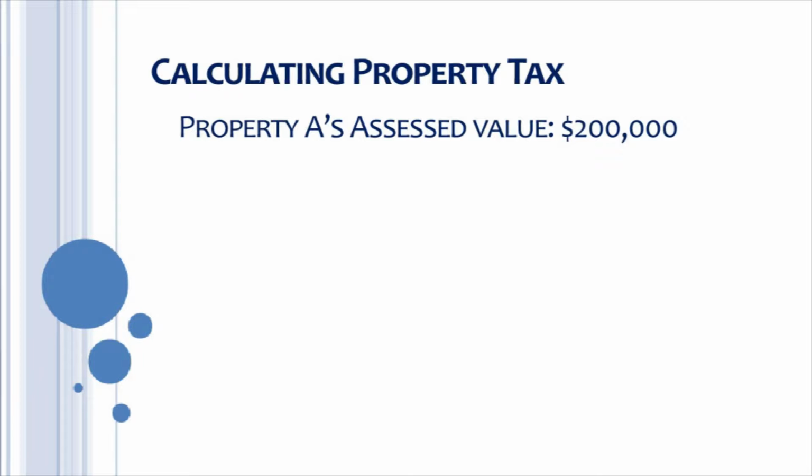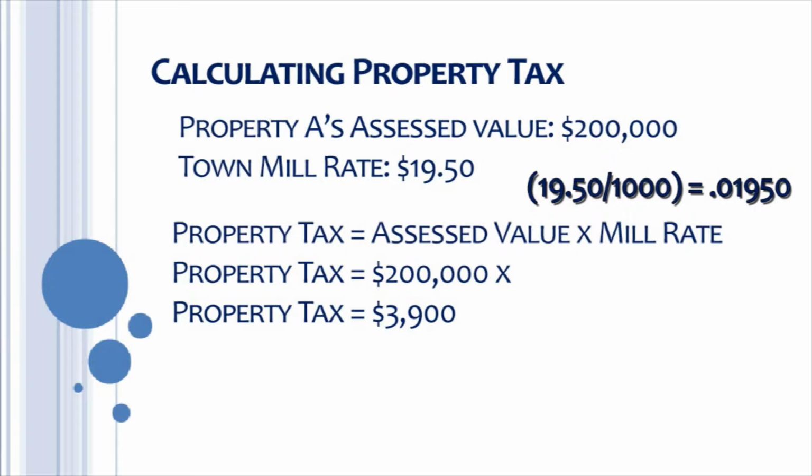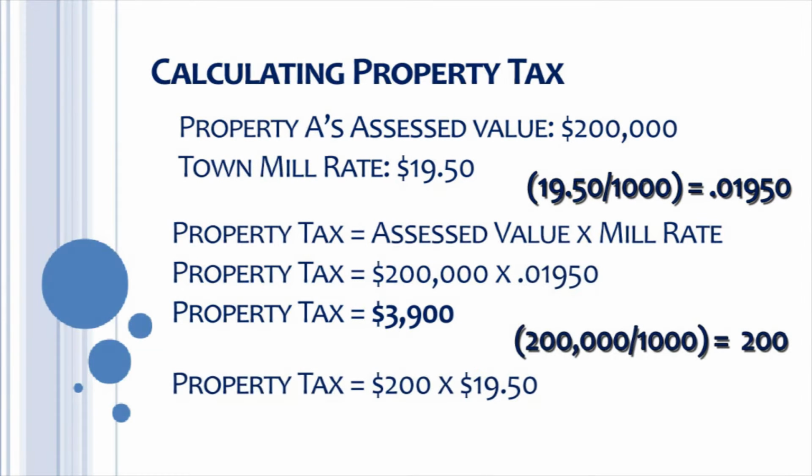Let's say property A is assessed for $200,000 and the local town's mill rate is $19.50. Property tax is equal to the assessed value times that mill rate. Because the mill rate is a per thousand rate, we need to divide that by 1,000. Then you can simply multiply the assessed value times that rate to get your property taxes. In this case, the property taxes are $3,900 a year. You can also just simply divide your assessed value by 1,000 and then multiply it by the dollar amount for the mill rate.